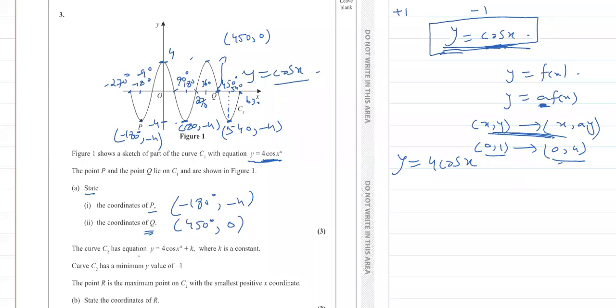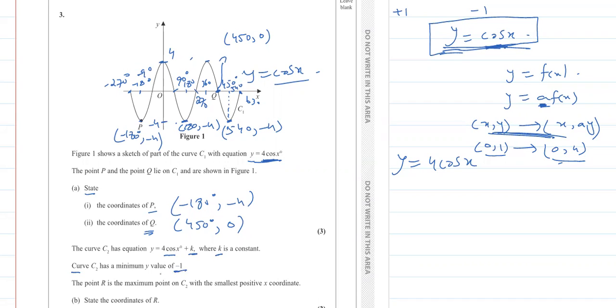Now the curve C2 has the equation y is equal to 4 cos x plus k. Okay, this is the equation for 4 cos x, for which we now know the coordinates, where k is a constant. The curve C2 has a minimum value of -1.